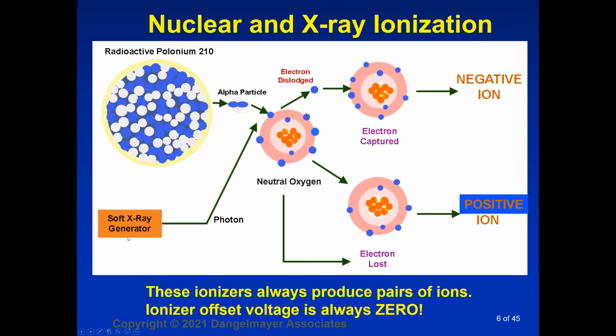Now, if we had a soft X-ray generator that would generate a photon, that would pass by the gas molecules in air and essentially do the same thing that the alpha particle did. It will dislodge electrons from the neutral gas molecules, and as it does, it will produce these ion pairs.